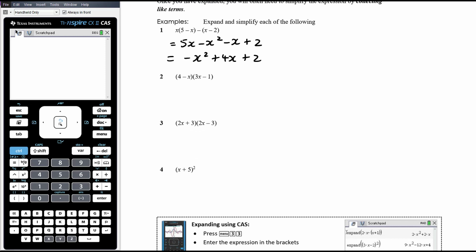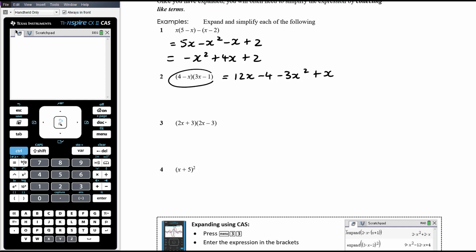Okay, question 2. We want to expand everything out here. We're going to have 4 times 3x is 12x. 4 times negative 1 is minus 4. Negative x times 3x is negative 3x squared. There's your x squared term. And negative x times negative 1 is positive x.